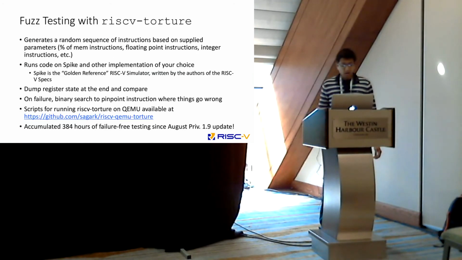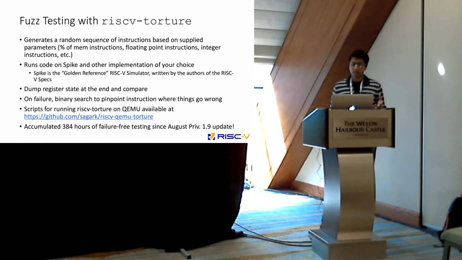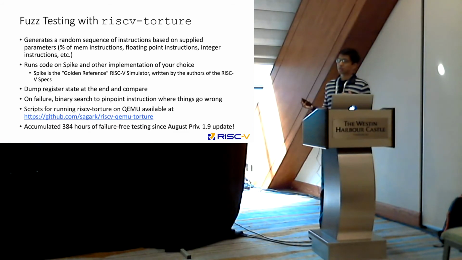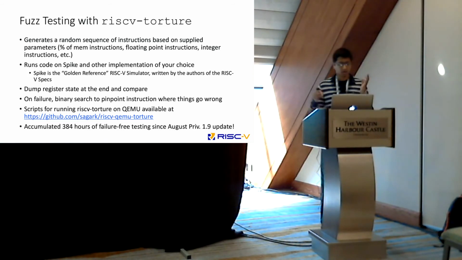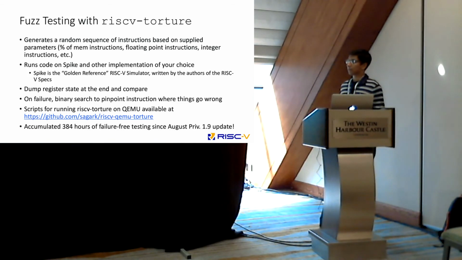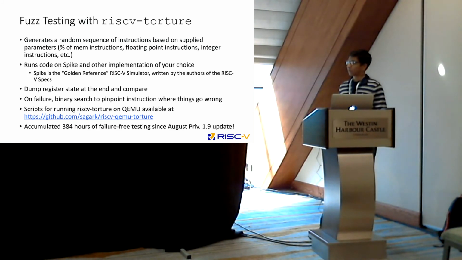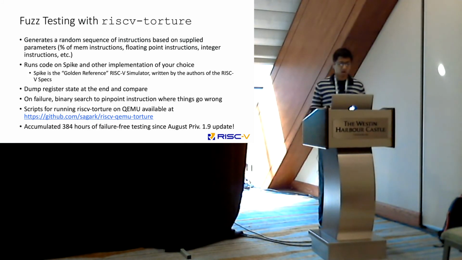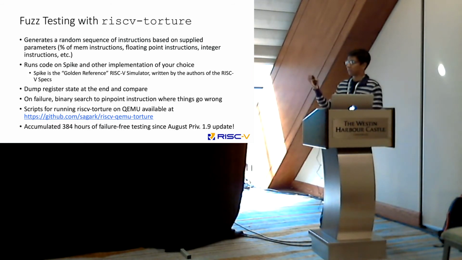I'll talk real quick about fuzz testing against the golden standard. We have this framework called RISC-V torture. Essentially what it does is it'll generate a random sequence of instructions based on some parameters that you supply it. So you give it some mix that you expect, some fraction of memory instructions, some fraction of floating point, atomics, whatever. It'll generate a sequence. And then since we have this golden standard implementation that is always supposed to be right, which is Spike, what we do is we run this generated code on both Spike and some alternate implementation that you have, in this case QEMU.